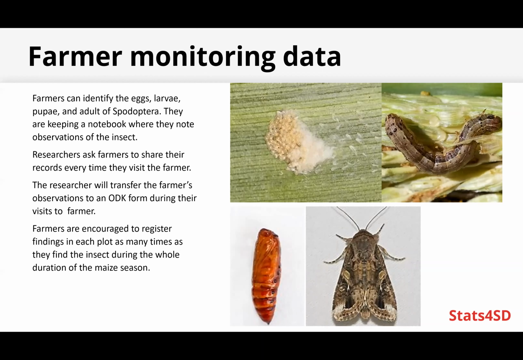And what happens is that farmers are keeping a notebook where they note observations that they have of the insect. Researchers go to visit the farmers, and the farmers share with them their notes. The researchers then transfer some of that information into an ODK form during those visits.